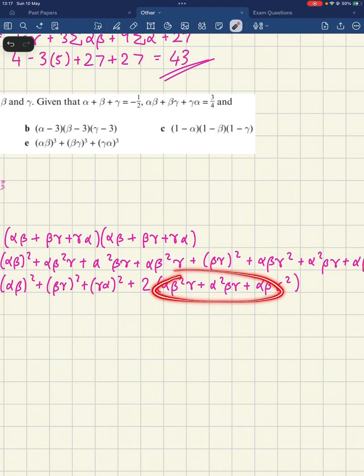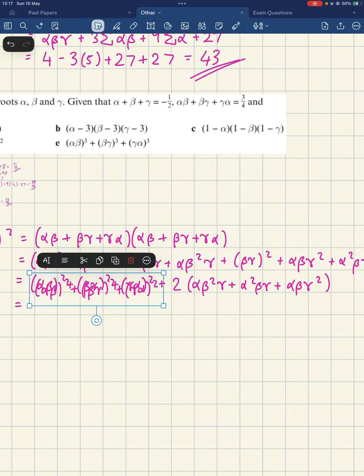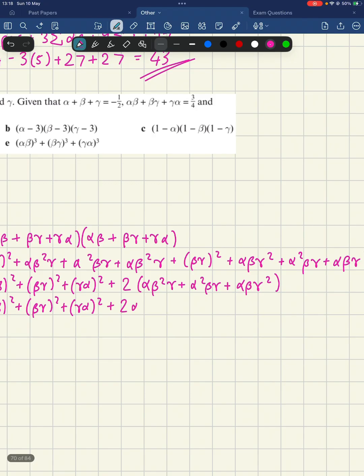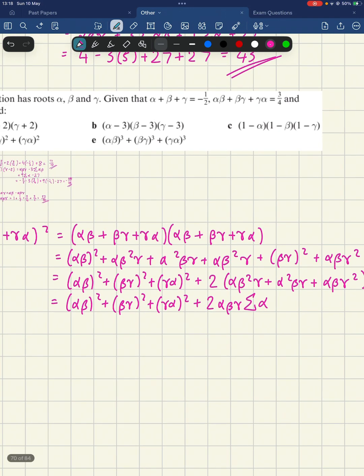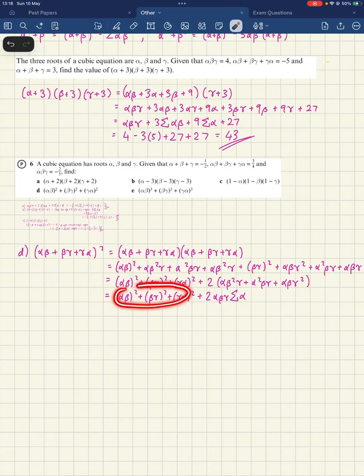Well, again, all of these have at least one alpha beta gamma in them. So this just becomes all of this added to 2. Now if we factor out alpha beta gamma, what we are left with is beta plus alpha plus gamma, which is our sum of individual roots. Okay, so that must mean that all of this is just going to be this minus this then.